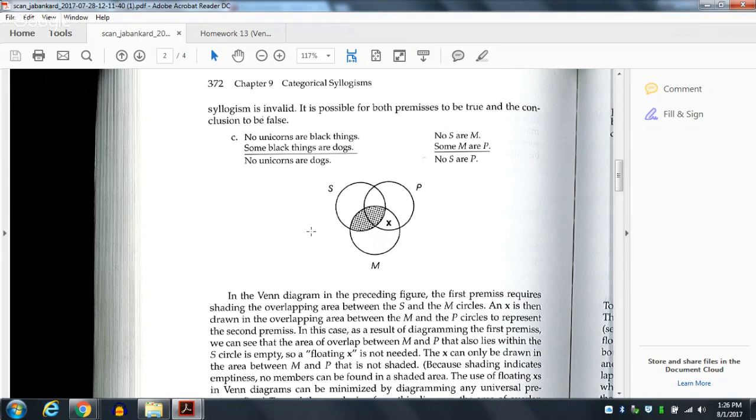So the conclusion does not follow by necessity, because there are unicorns here that are also dogs, according to the diagram, right? Because there's something here, or there could be something here at least, this does not follow by necessity. So this is an invalid categorical argument, because we diagrammed the two premises and we looked, and lo and behold, the conclusion doesn't necessarily follow from what we diagrammed in the premises.